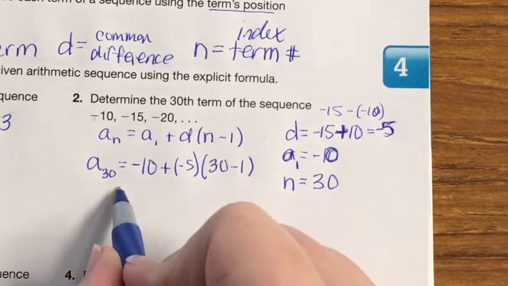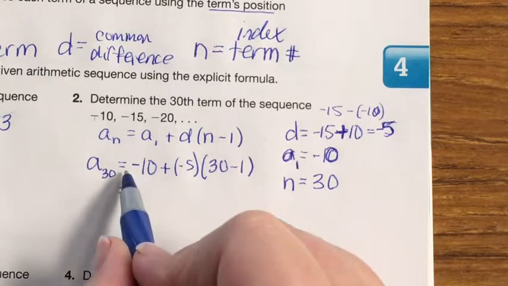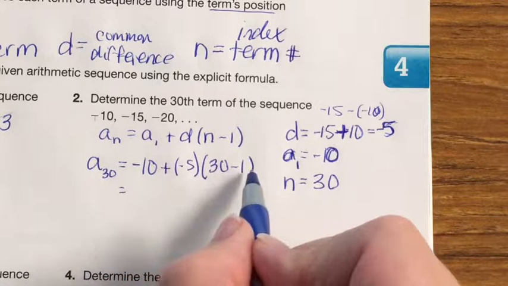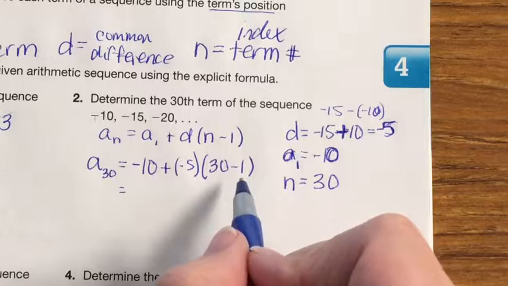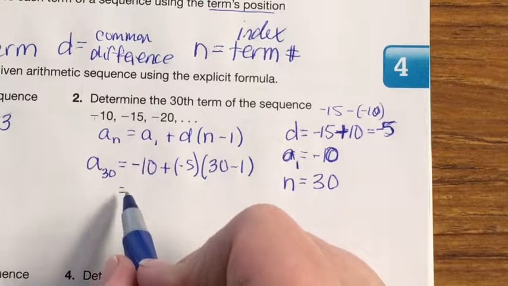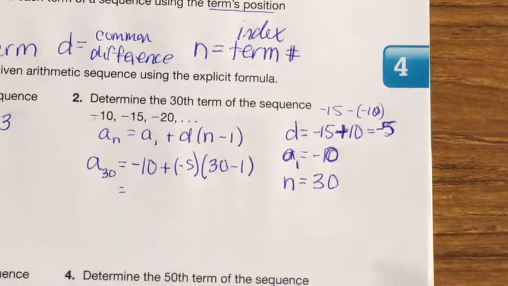And then 30 minus 1 is what? Actually, if you wanted to, you could type this in exactly like this in your calculator, and it would tell you the answer. Or you can do it piece by piece. Did you already get it, Isaac? Yeah. What'd you get? Oh, question first.